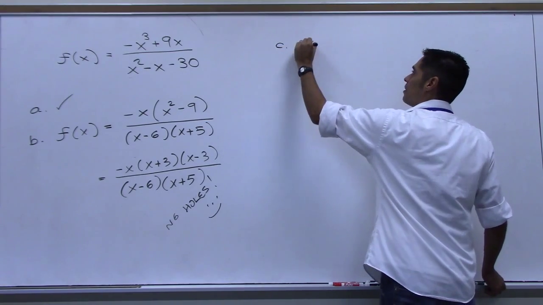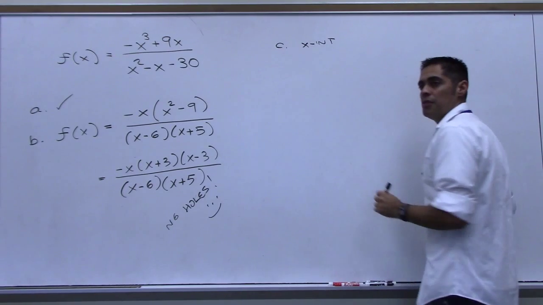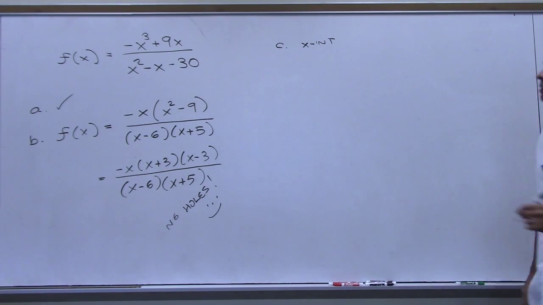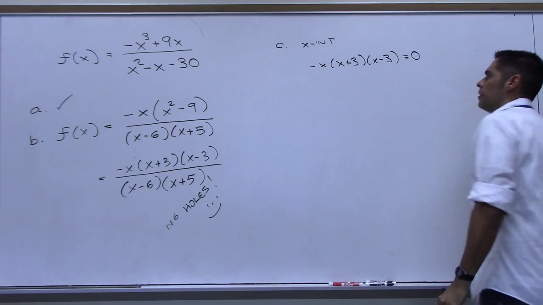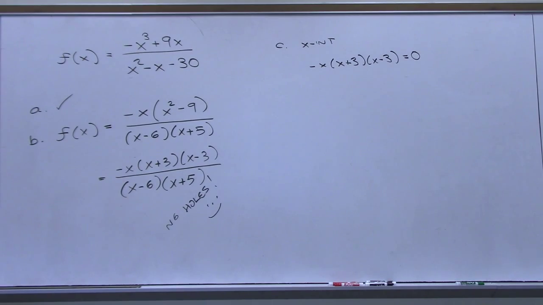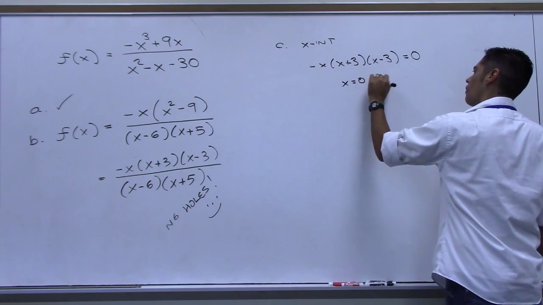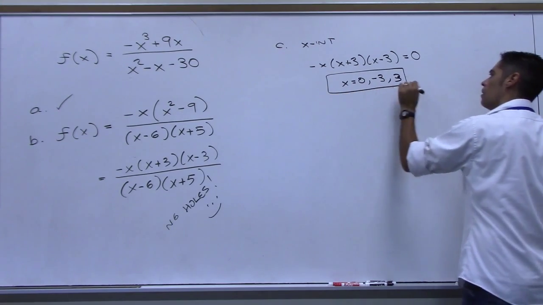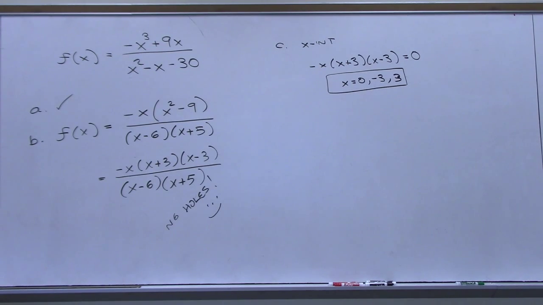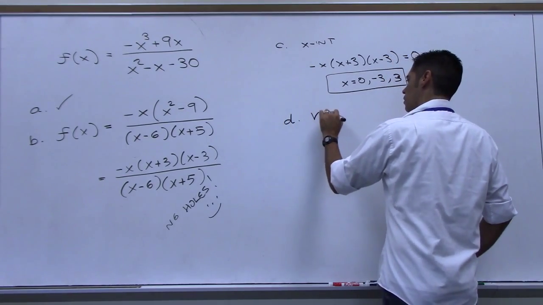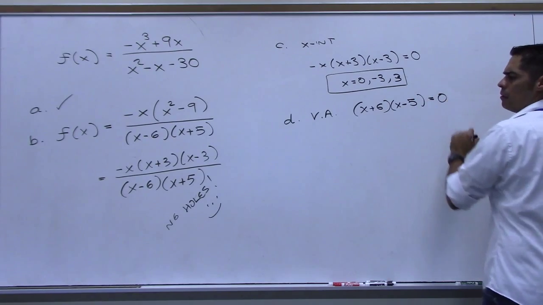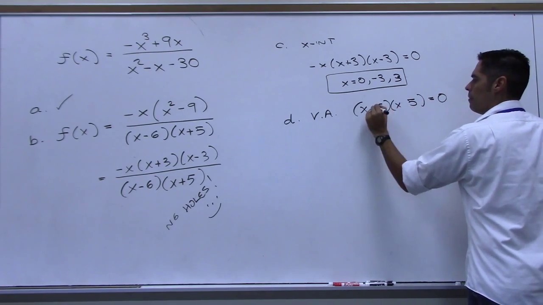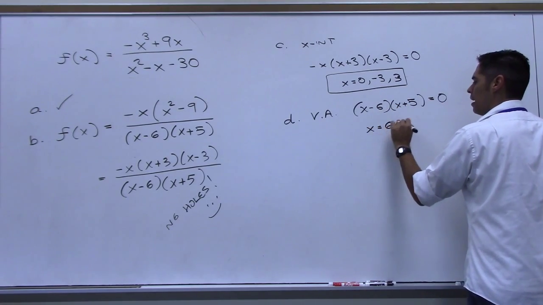And then what? X-intercepts. So you set the top equal to 0. What are my answers? 0, negative 3, and 3. Those are points on my x-axis. I have 3 of them. Questions? Step D. Verticals, right? So set the denominator to 0. I got that backwards, sorry. This was plus. Minus here, plus here, so it gives us x is 6 and negative 5.